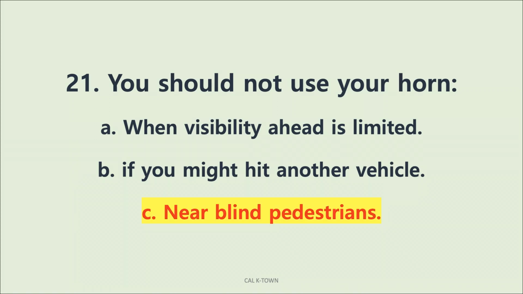The answer is C. Near blind pedestrians. When driving near a blind pedestrian, using your horn may be dangerous. Yield to the pedestrian and proceed when it is safe to do so.